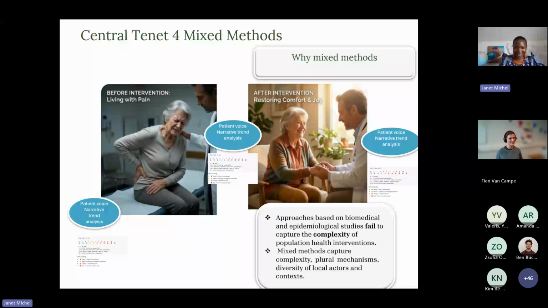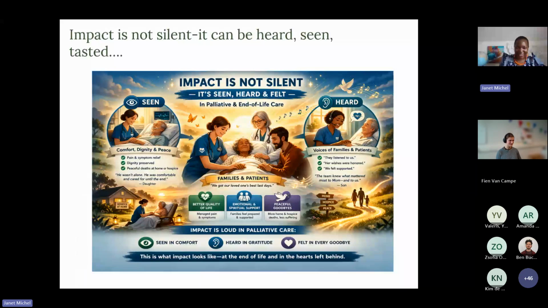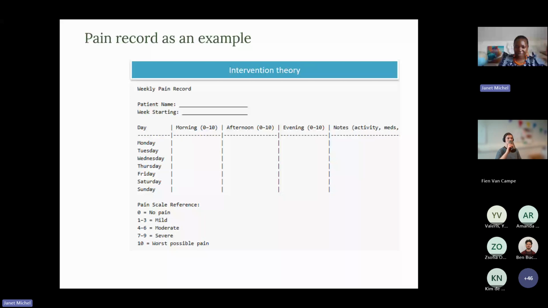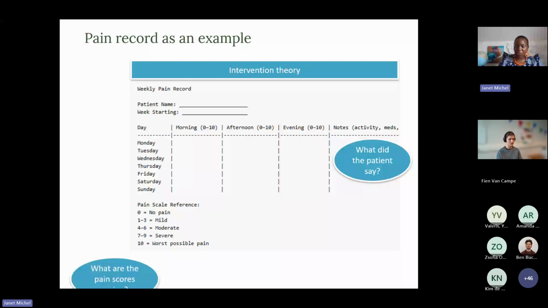Thanks. So impact is not silent. It can be seen, it can be heard, and it can also, as you can see in end of life care. So with sources of data, it's important to use also the secondary data. So there's no need to come up with new data collection, because if we utilize a patient record, for example, we might just need to adapt and make sure that it captures the intervention theory of change, the intervention theory, and also what the patient says, so that we have both the quantitative and qualitative data.